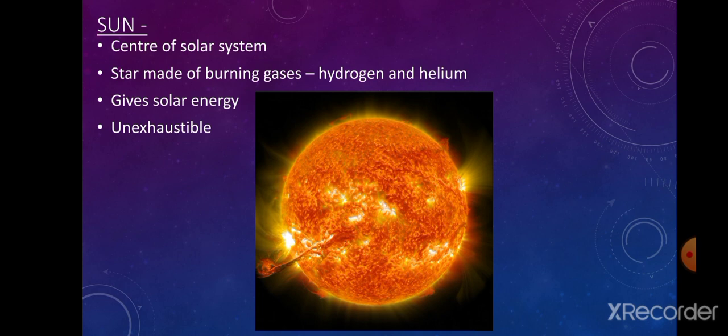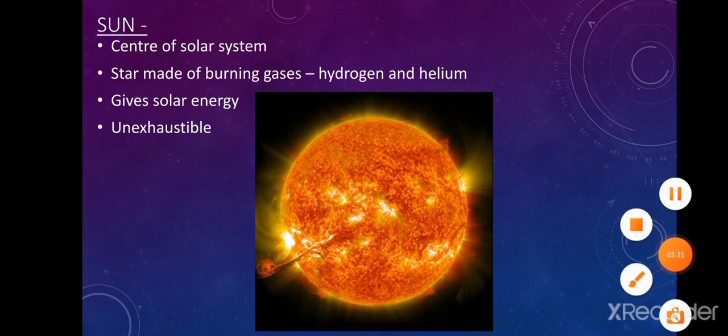Now, how do we get this heat or light of the sun? When the hydrogen gas changes into helium gas, it releases lots of heat and light, which causes solar energy. This solar energy sustains life on earth and it can never be finished. Sunlight is inexhaustible, a term used for that which can never be finished. So that's about the sun.